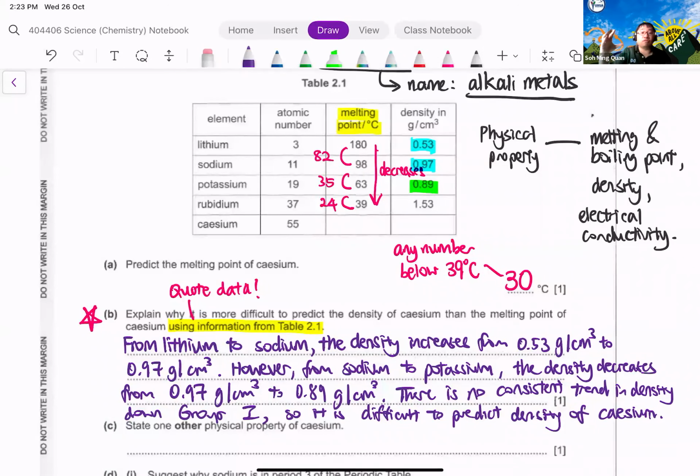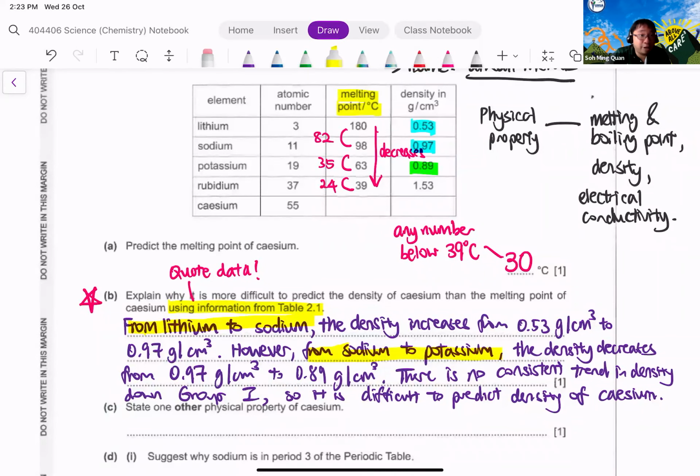Okay, I know it's a lot to write for 1 mark, but imagine that this question was worth, say, 2 marks or 3 marks. This answer will still be complete, even if it was 3 marks. You noticed, right? The way I've done this is to quote data. And to quote data means I try to use examples. I pick pairs of elements to look at, from lithium to sodium, then from sodium to potassium, quoting the numbers and showing that there is no consistent increasing trend or decreasing trend. Okay?